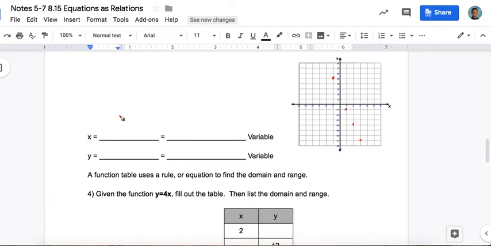Now, this particular function is called a linear function because it makes a graph of a line. So you can go ahead and get a ruler to connect your points, or some sort of straight edge. And I want you to circle this point. We'll talk about this more in depth later. That is called the y-intercept, and that's where it crosses the y-axis.